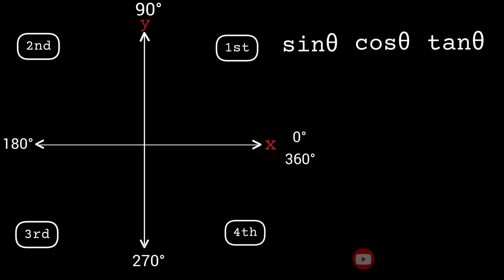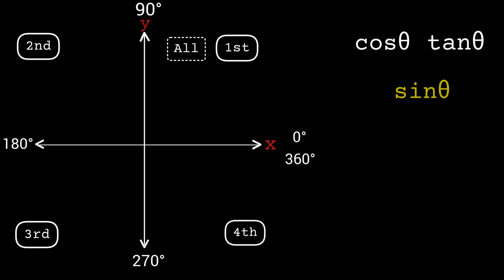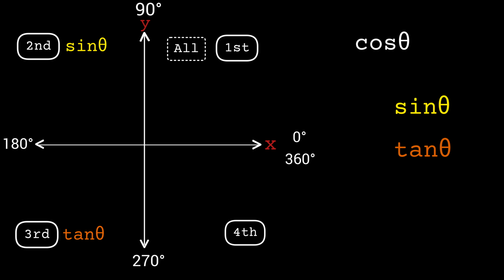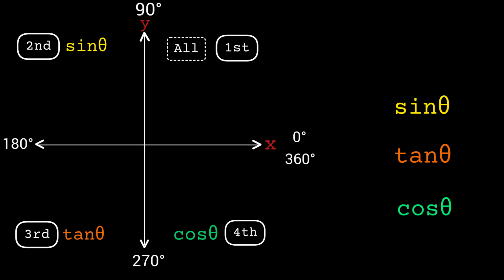All the trigonometric functions are positive in the first quadrant. Besides the first quadrant, where all the trigonometric functions are positive, sine theta is positive in the second quadrant, where cos theta and tan theta are negative. Tan theta is positive in the third quadrant, where sine theta and cos theta are negative. And cos theta is positive in the fourth quadrant, where sine theta and tan theta are negative.